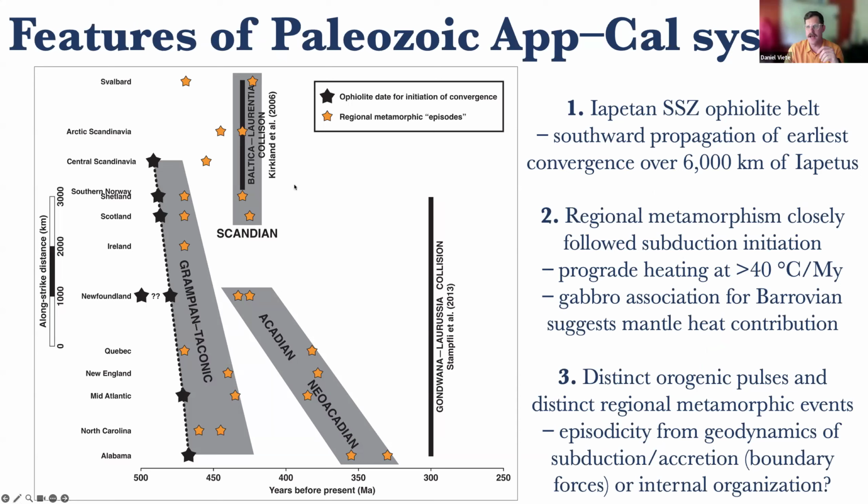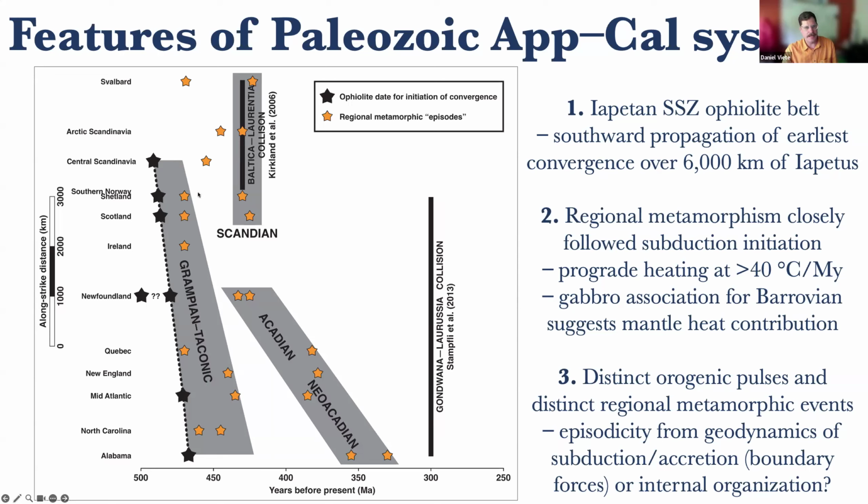So first of all, we have an Iapetan supersubduction zone ophiolite belt, which becomes progressively younger south, covers about 6,000 kilometers of the Iapetus Ocean and about 24 million years. And these are the earliest evidence that we have of convergence in the Appalachian Caledonian system. So they're used to signify the onset of convergence.